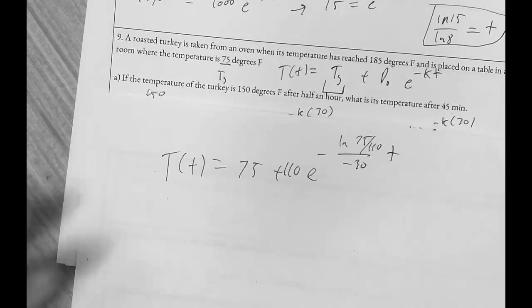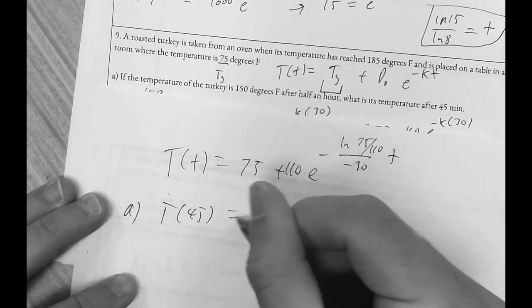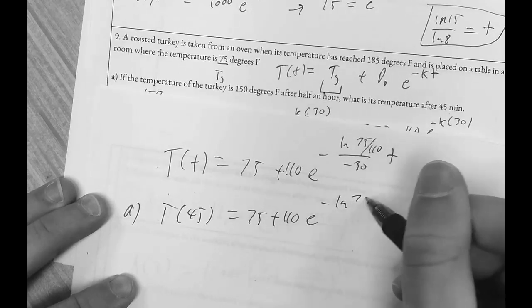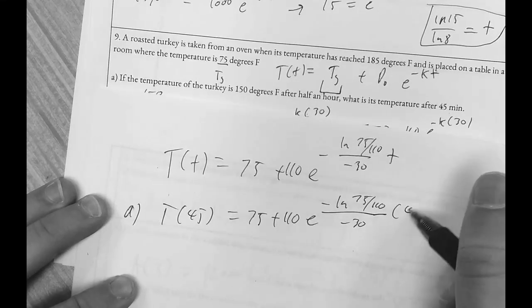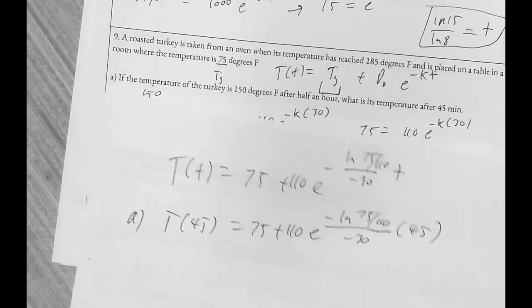So after 45 minutes, all you have to do is plug in a 45. T of 45 equals 75 plus 110 e to the negative ln 75 over 110 over negative 30 times 45. It's that easy. Okay, you're done. You don't need to do anything else here.